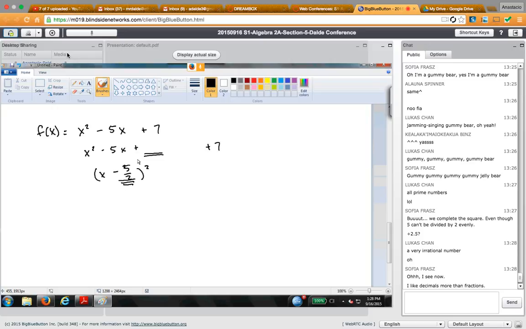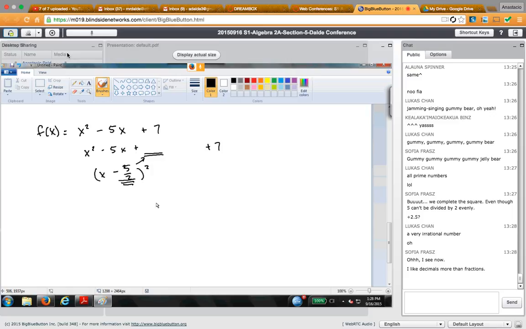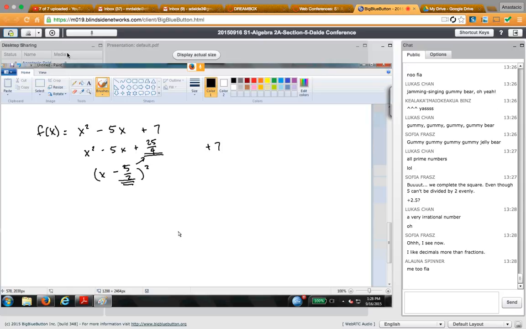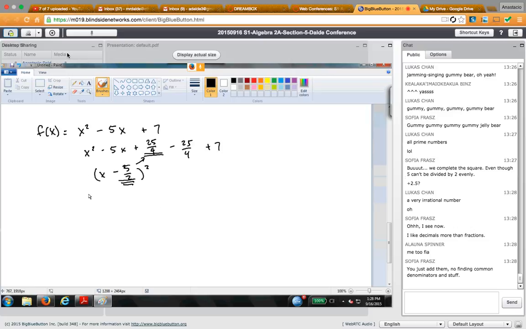So what number should go here? All right, fine. That would be positive 25 over 4, right? Because if I square negative 5 halves, that would be 5 squared divided by 2 squared, and so that's 25 over 4. Done. I subtract 25 over 4. This thing that I have here factors out to this right here. Are we cool with that?